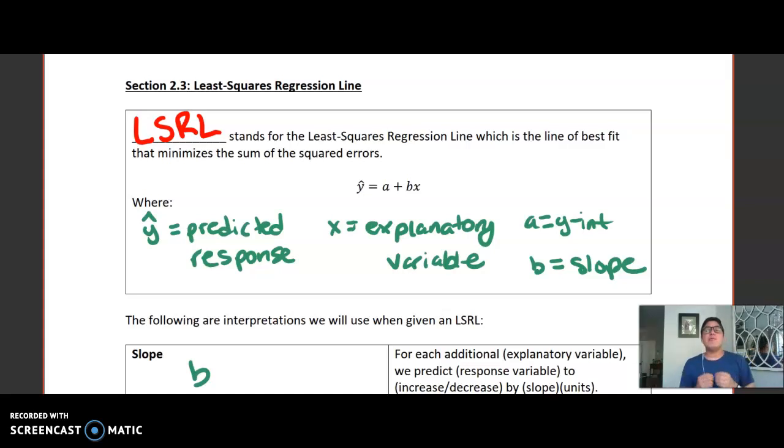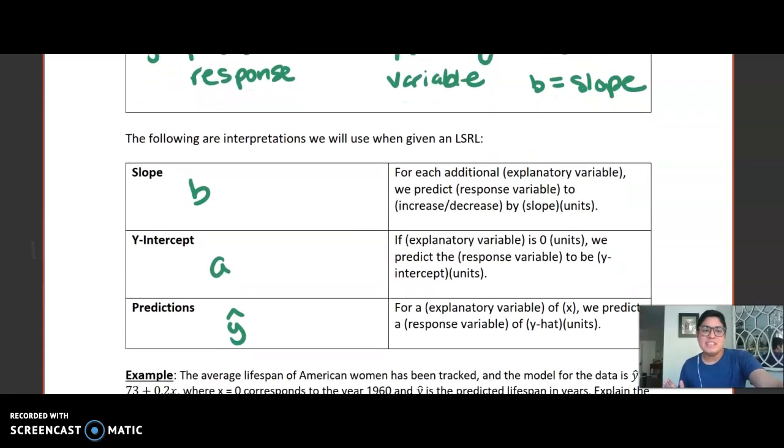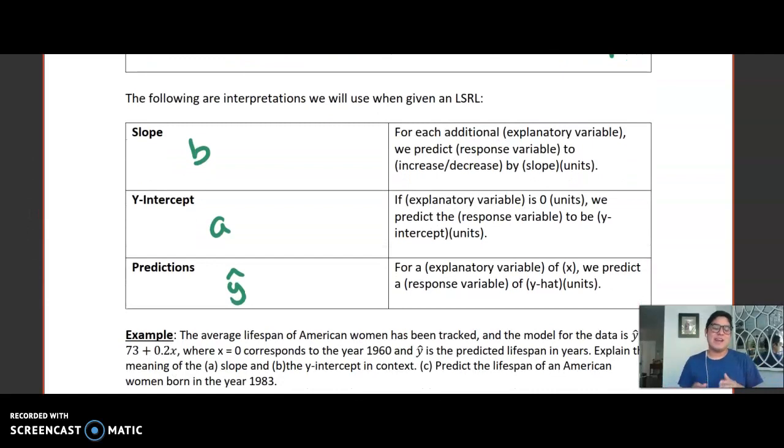So there are some important things we need to interpret when we use our LSRL. The slope and the y-intercept. And these shouldn't be too new of concepts, right? But if they are, all bueno. We have some specific interpretations that we use here. So for the slope, we're going to interpret as for each additional explanatory variable, we predict the response variable to increase or decrease by this many units. The y-intercept will be, if the explanatory variable is 0 units, we predict the response variable to be y-intercept units.